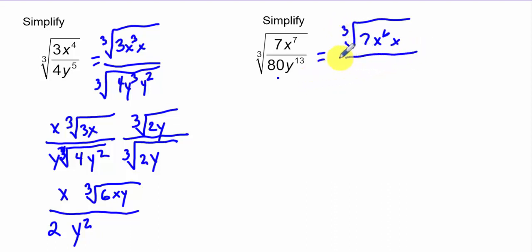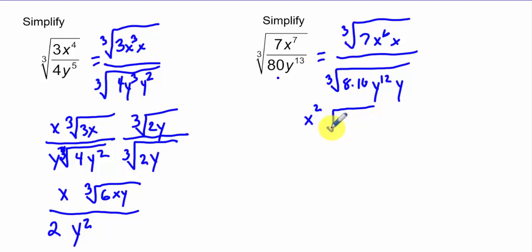In 80, I know there's a numerical perfect cube of 8 and 10. Then in y to the 13th, y to the 12th is going to be my biggest perfect cube, and there's a y left. So simplifying that a little bit, I'm going to bring out my perfect cubes. X squared times itself 3 times gets me x to the 6th. I think I just said y, and it's actually x. So I've got 7 and an x left.